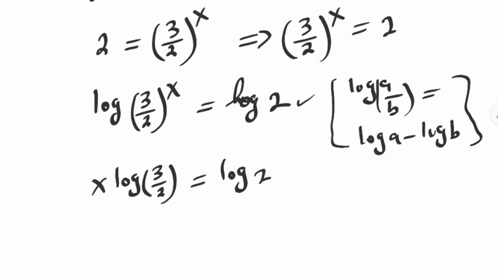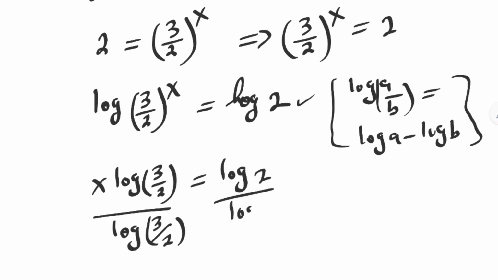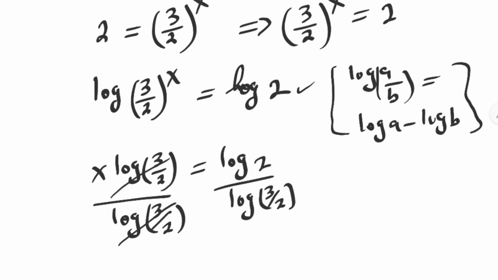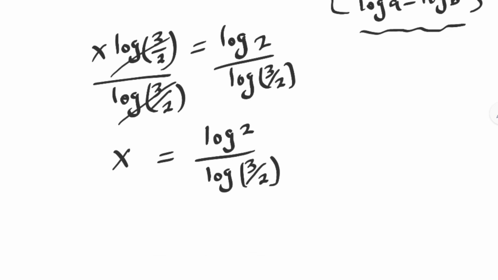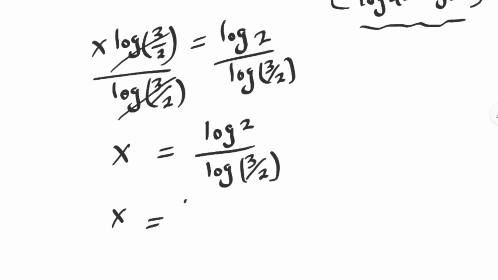Then let's divide both sides by log 3 over 2. This divided by log 3 over 2, and this divided by log 3 over 2. This cancels this. x is equal to log 2 over log 3 over 2. Then let's make use of this principle now. x is equal to log 2 over log 3 minus log 2.